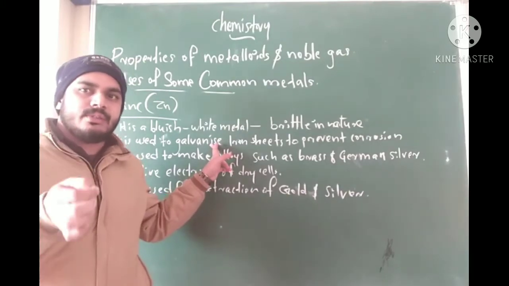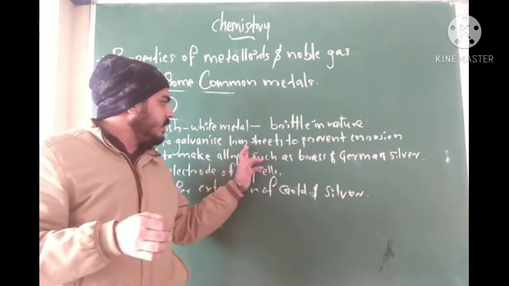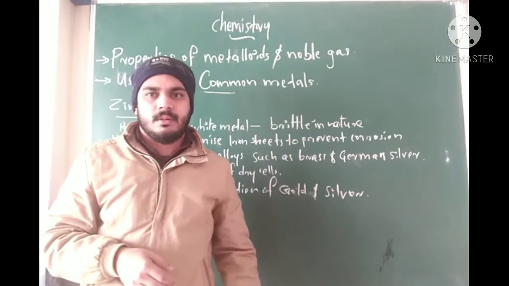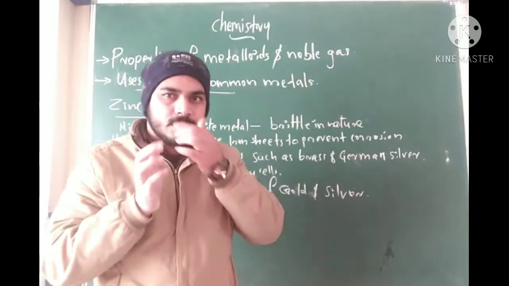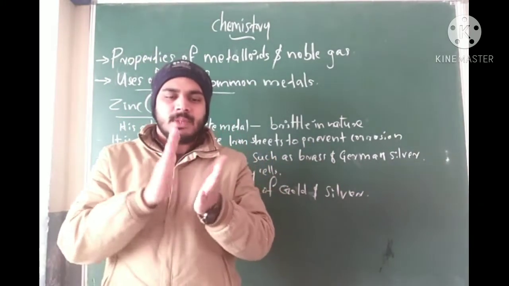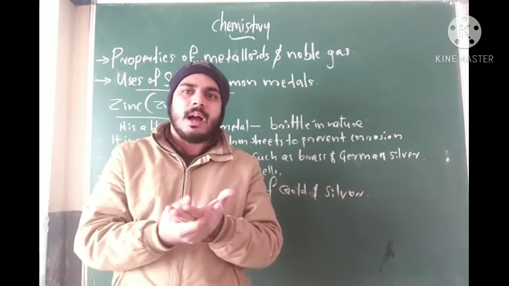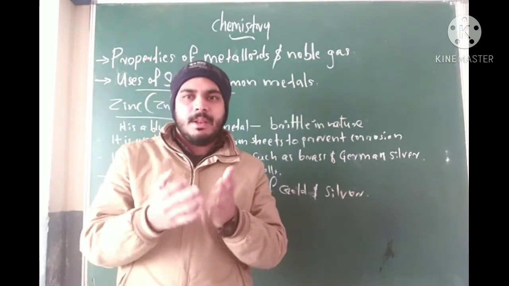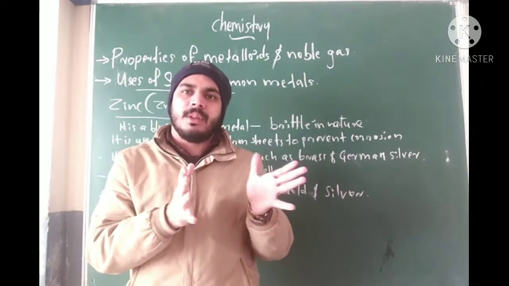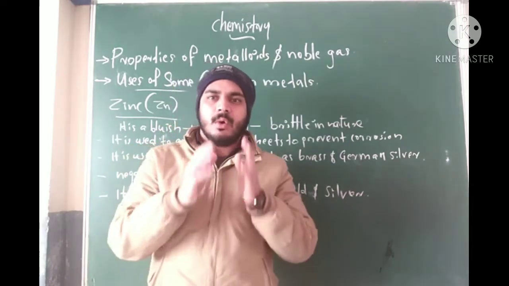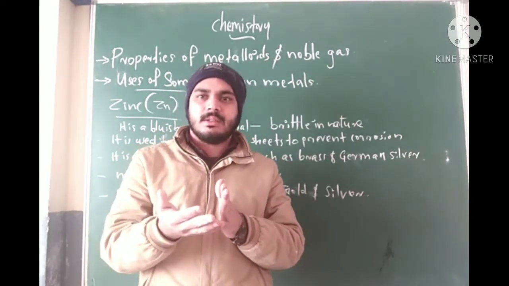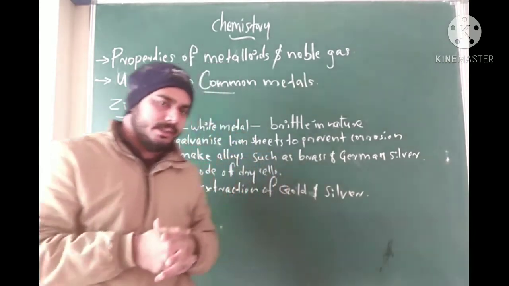The first use: zinc is used to galvanize iron sheets to prevent corrosion. For example, zinc is coated over the iron. So what happens? The iron becomes free from corrosion. That's why zinc is always used for galvanizing to prevent the corrosion of iron.